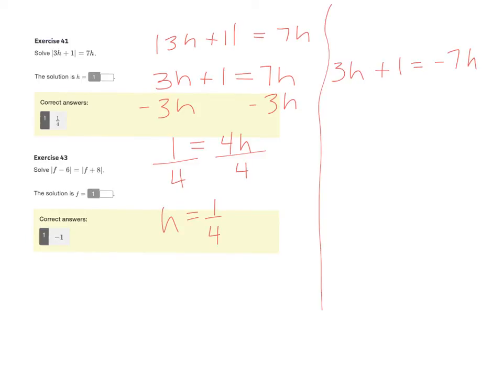Alright, on this side, let's minus 3h from both sides. That's going to give me 1 is equal to negative 10h. Divide both sides by negative 10. And I'm going to get h is equal to a negative 1/10.